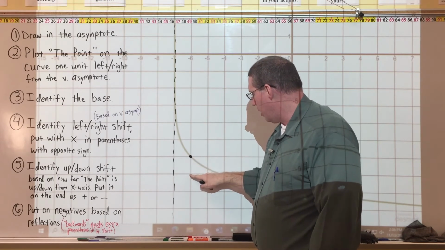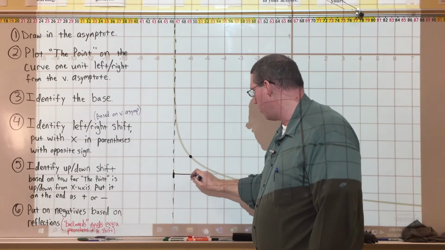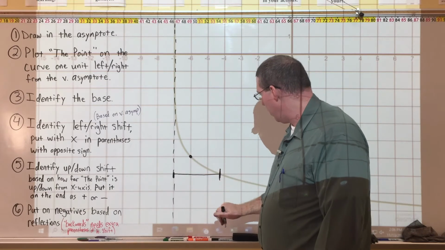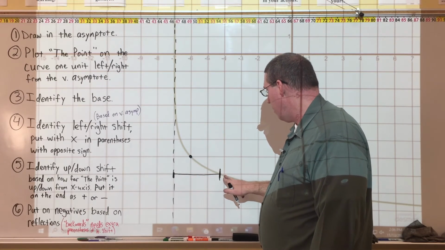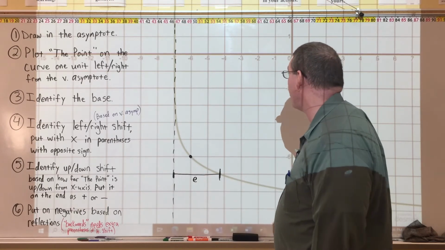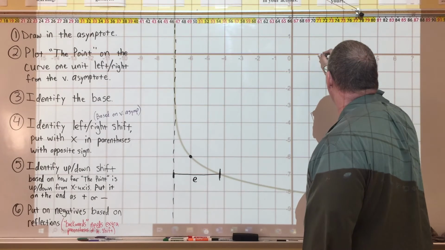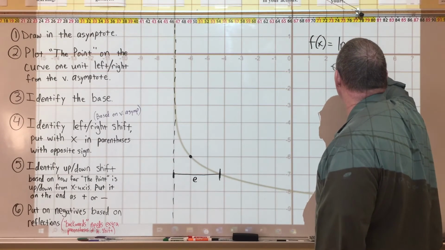And so I'm going to go 1 unit down over to the asymptote, and then from here measure the distance over to the curve. All right, well, it's 1, 2, 3. It's not quite 3, but it is greater than 2, and it's closer to 3. That makes it e. So this has a base of e, so this can be a natural log. So we know it's going to be f of x is equal to natural log.